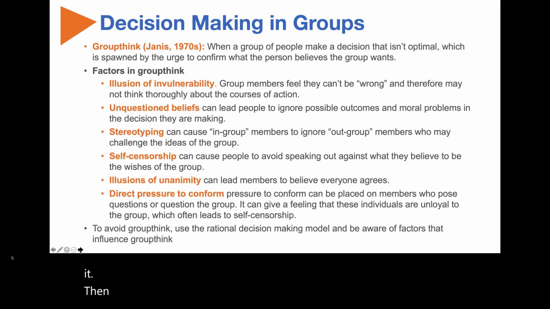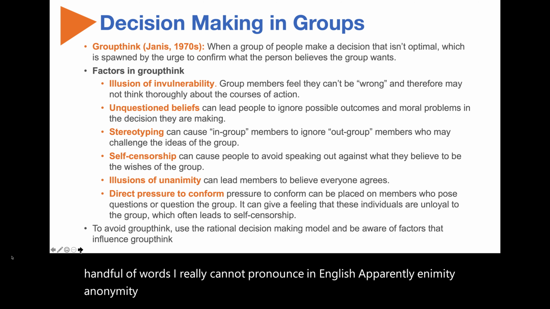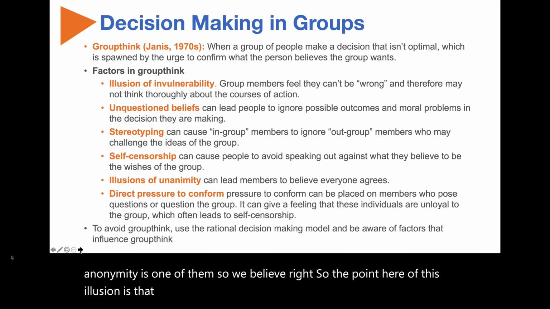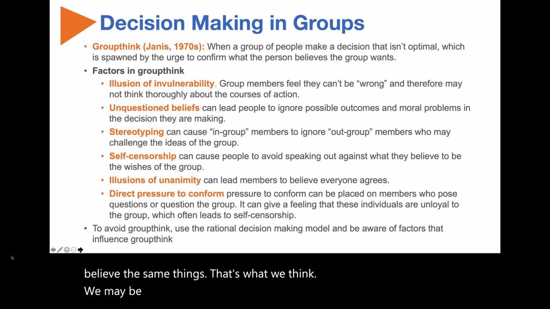Then we have the illusion of unanimity, right? I have a handful of words I really cannot pronounce in English. Apparently, unanimity is one of them. So the point of this illusion is that we believe that everybody is unanimous, right? We all believe the same things. That's what we think. We may be wrong, obviously, but we believe that that is true.